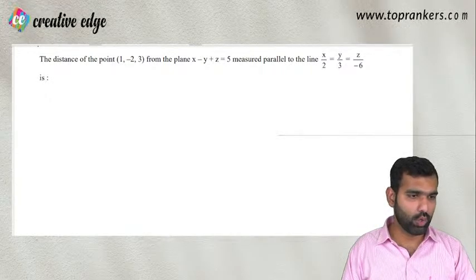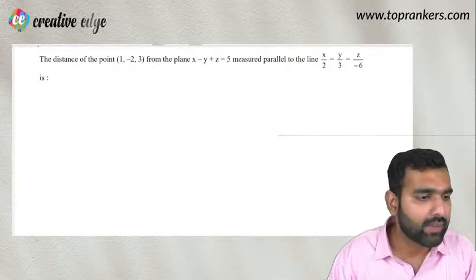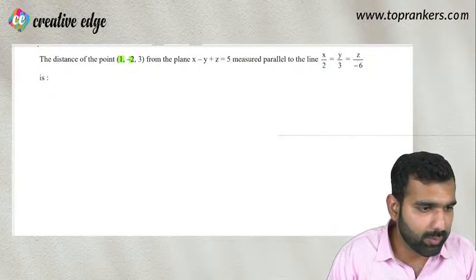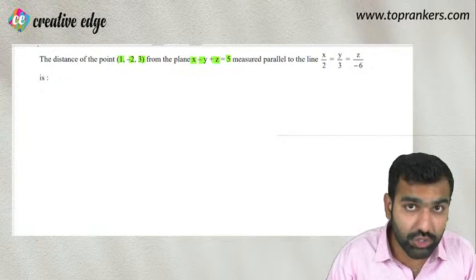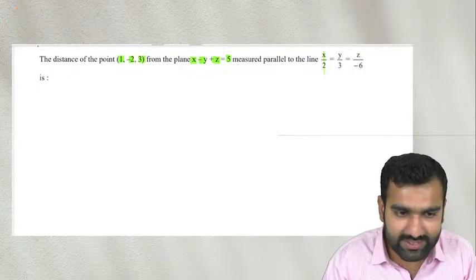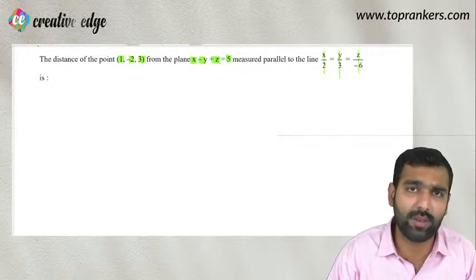Well, if you all have tried the question, let's discuss this question together. See, the distance of point 1, comma minus 2, comma 3 from this plane x minus y plus z is equals to 5 measured parallel to this line. Now that's a very, very interesting question. See, first of all, let me explain the whole scenario to you.